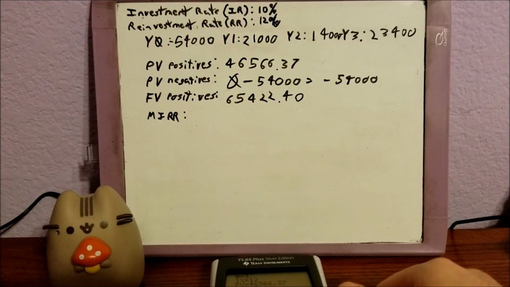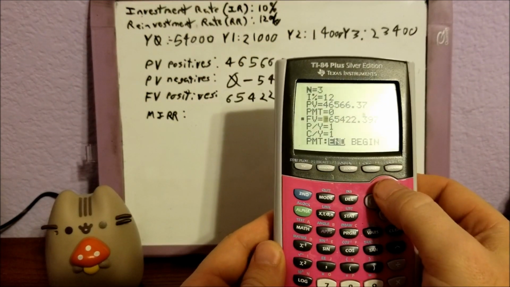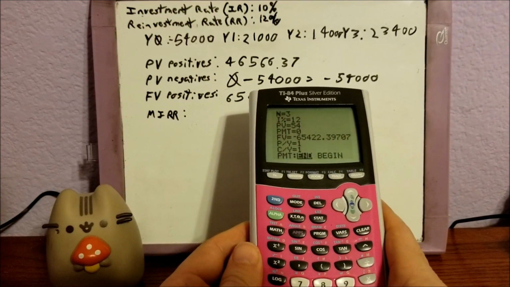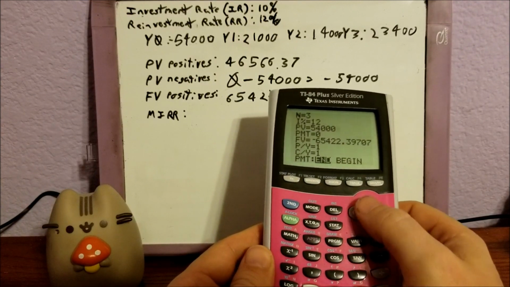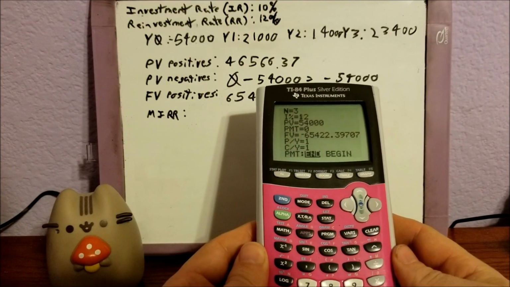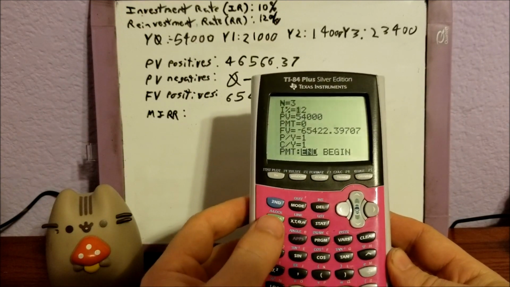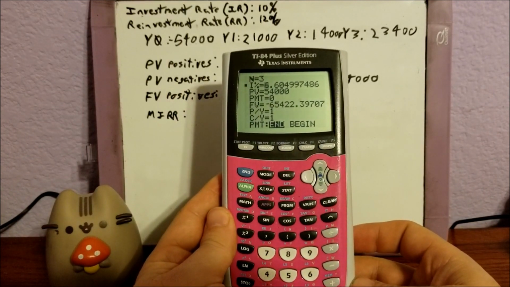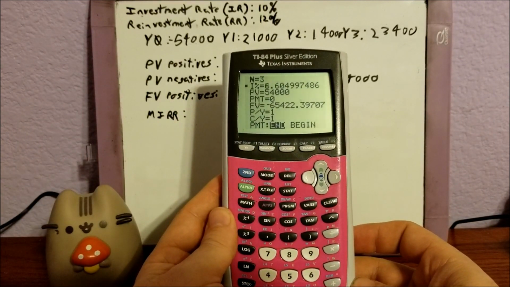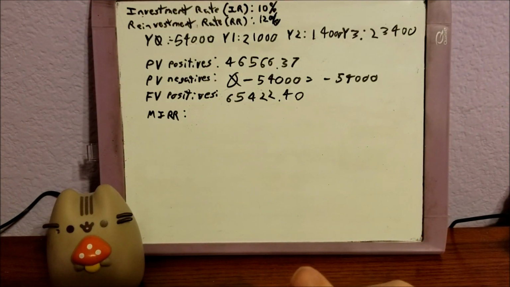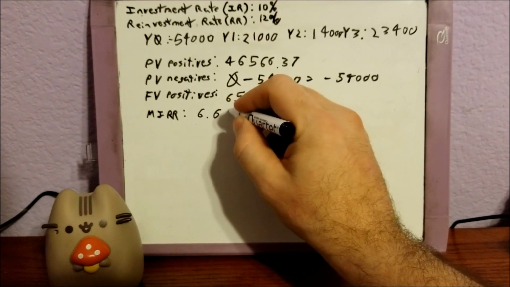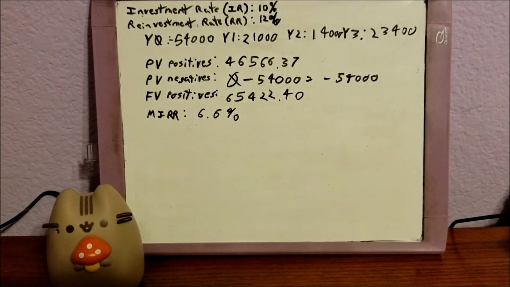And then from there, we're going to move up to our present value. We're going to plug in 54,000. Hey, I got it right that time, 54,000. All right. And then we're going to move up to our interest rate. Hit alpha and solve. And that comes out to be 6.6%, which means our MIRR is 6.6%. And that's it.